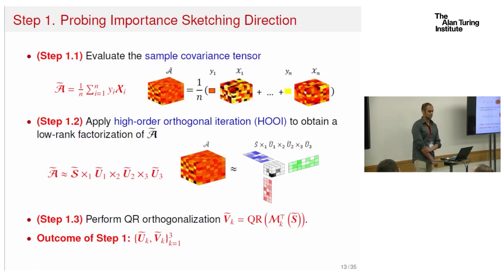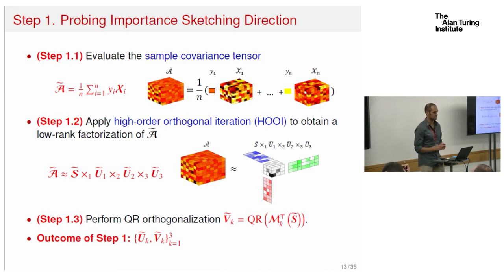Okay, so the first step is we want to do importance sketching, so we have to find which directions we should be sketching in. This is the first key step of the algorithm. What we're doing first, as I mentioned, is incorporating information about y. Obviously our goal is to estimate the true parameter A.